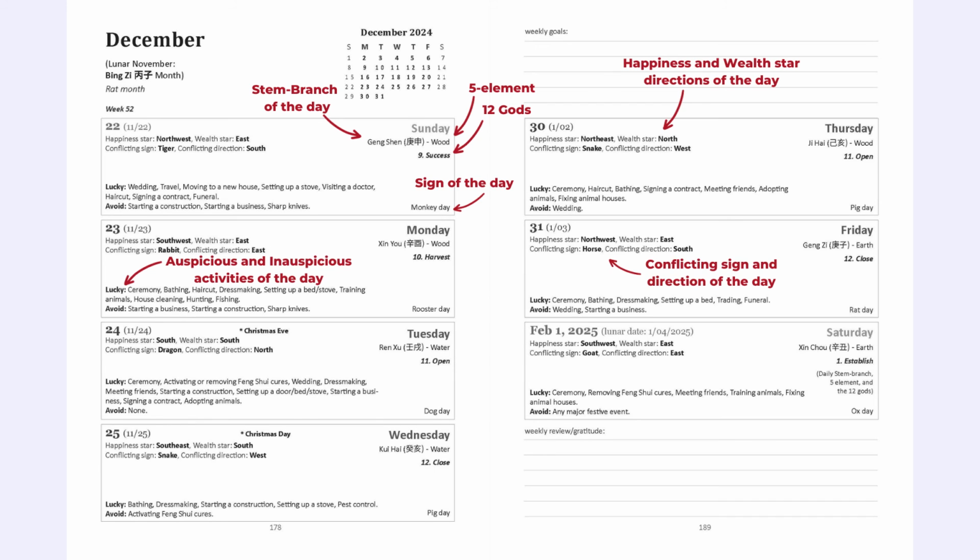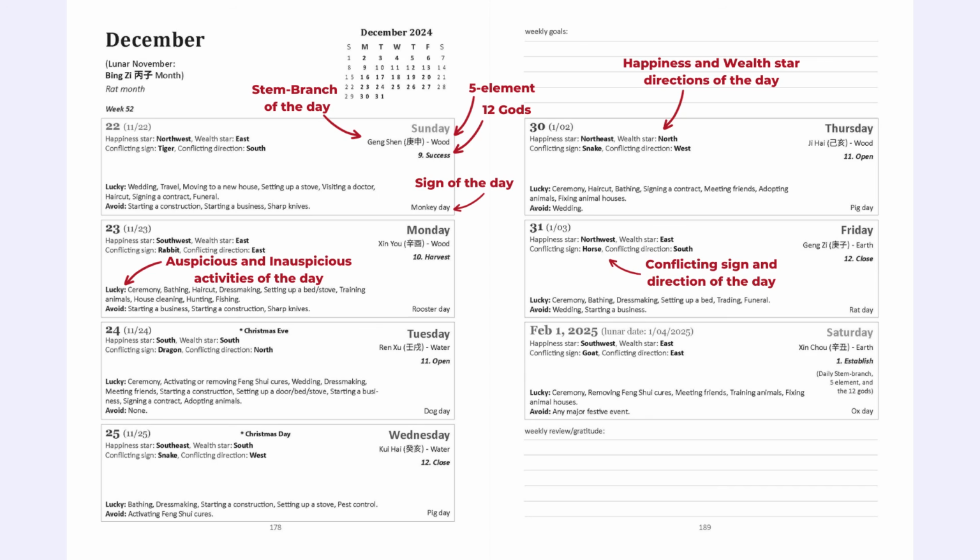And those are based on the 10 heavenly stems and 12 earthly branches. So there's a certain order to follow. If your event is more related to happiness, you can look at the happiness star direction. If you are more concerned about wealth, then look at the wealth direction of the day. So those are the basics of date selection and finding your auspicious directions.